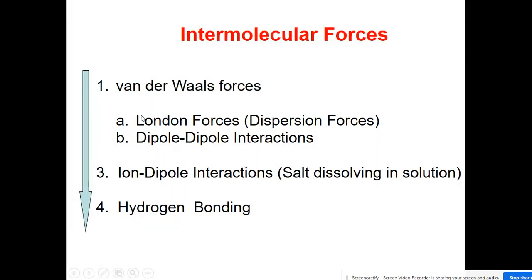The weakest of them will be the van der Waals forces, and this includes London forces, which are dispersion forces. And then we also have dipole-dipole interactions. The next force, which is a little bit stronger, are ion-dipole interactions. An example of this is salt dissolving in water. And then the strongest type of intermolecular force are hydrogen bonds.